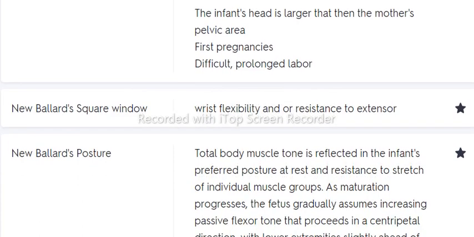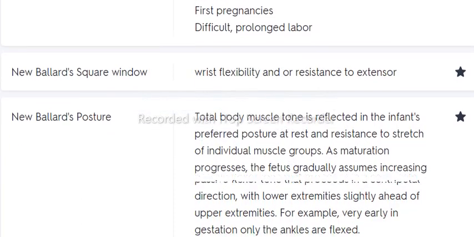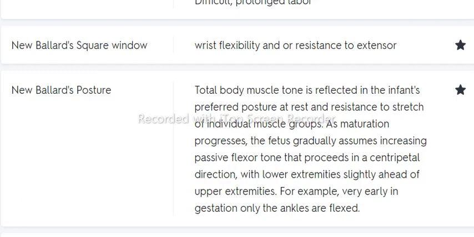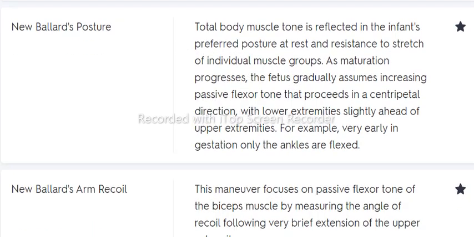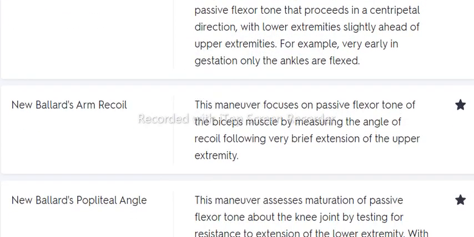New Ballard's square window. Wrist flexibility and/or resistance to extensor. New Ballard's posture. New Ballard's arm recoil. This maneuver focuses on passive flexor tone of the biceps muscle by measuring the angle of recoil following very brief extension of the upper extremity.